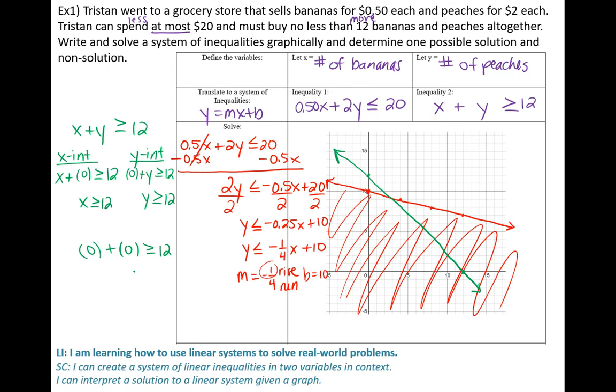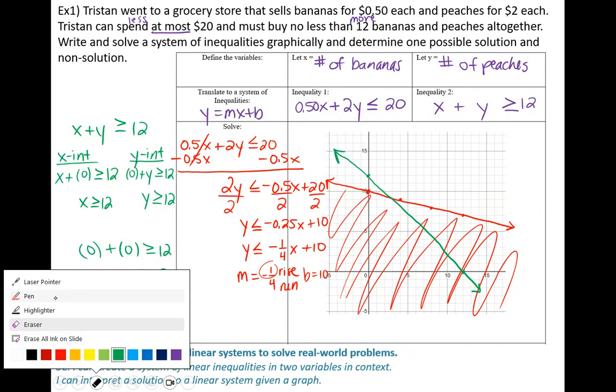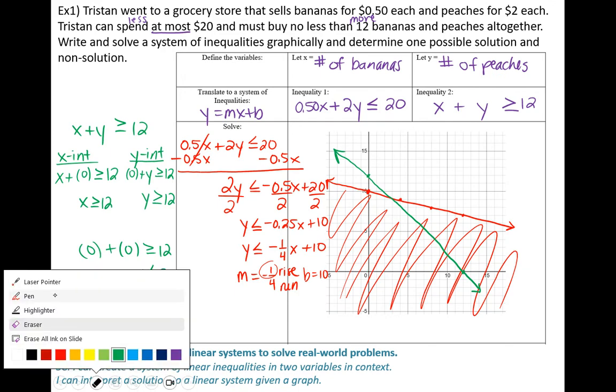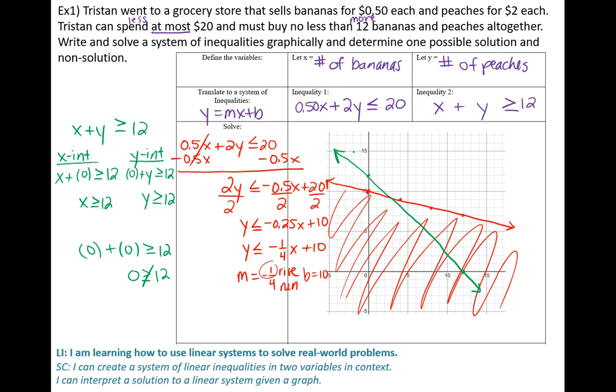So I get 0 plus 0, which is 0, is greater than or equal to 12. And then my question is, is this true? And the answer there is no. It is not true, which means since 0 is not greater than 12, I cannot shade the side that has the point 0, 0. So 0, 0 is right here. I cannot shade that side of the green line, so I'm going to have to shade the other side. So I would shade above.